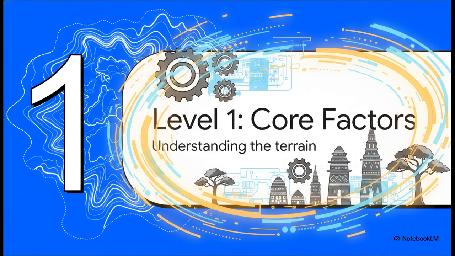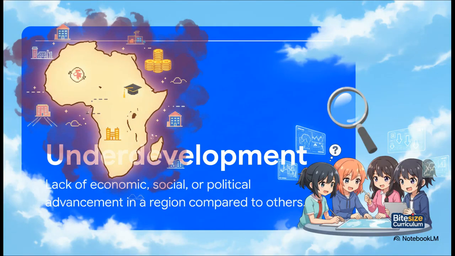Let's understand the terrain. First things first, we really need to define our main target here. What exactly are we dealing with? Well, underdevelopment is essentially a lack of economic, social, or political advancement in a given region when you compare it to others. If we're using gaming terms, it's basically a massive regional debuff that holds back progress. It makes it so much harder for countries to build basic infrastructure, educate their populations, or grow their wealth. And this is the core issue the bite-sized curriculum is asking us to investigate.